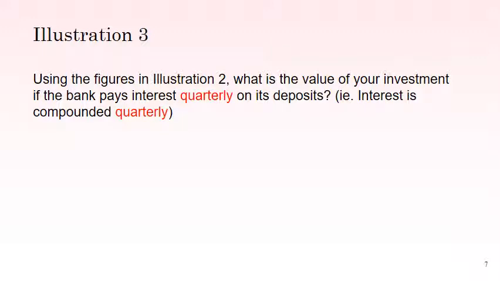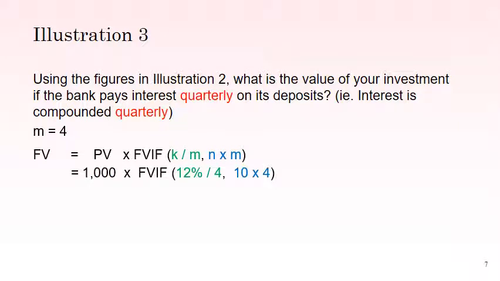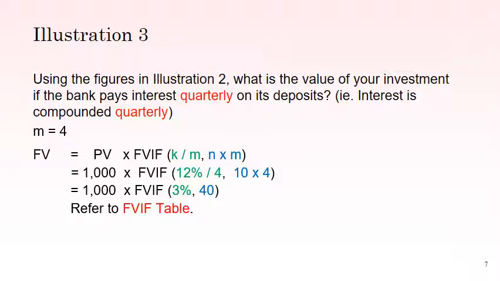Illustration 3. Using the figures in illustration 2, what is the value of your investment if the bank pays interest quarterly on its deposits? Interest is compounded quarterly. M equals 4 since it's compounded quarterly. So this is the formula we're looking at. Take note of K divided by M and N times M. Here it is 12% divided by 4, and N times M is 10 times 4. Substitute these figures in, and you have 3% and 40. N equals 40. Refer to the FVIF table.